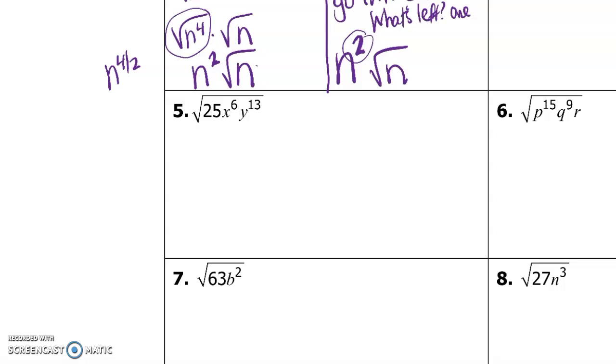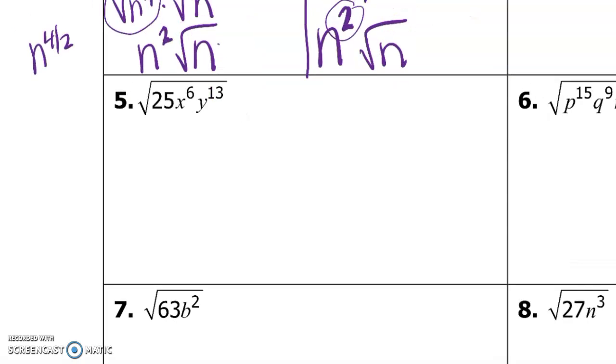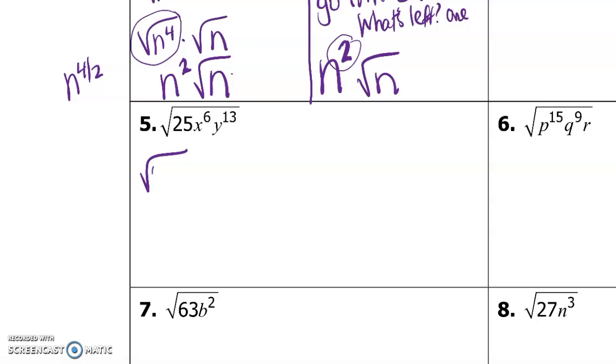So if I do it the formal way for number 5, 25 is a perfect square. So if it's a perfect square, you're going to put it under your first square root. 6 is an even number, 13 is not. So we need to make it go down to 12, and then 1 left over in its own square root. So that's how you split it apart, doing the formal way that it shows above.